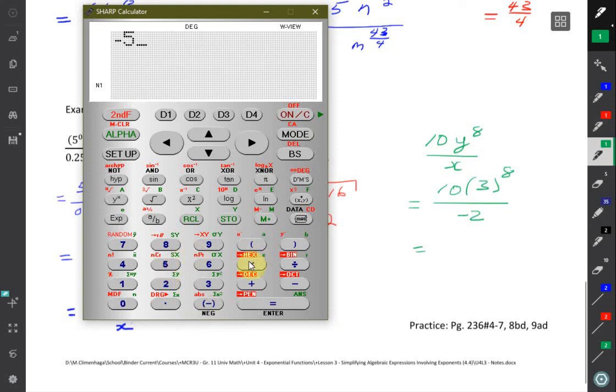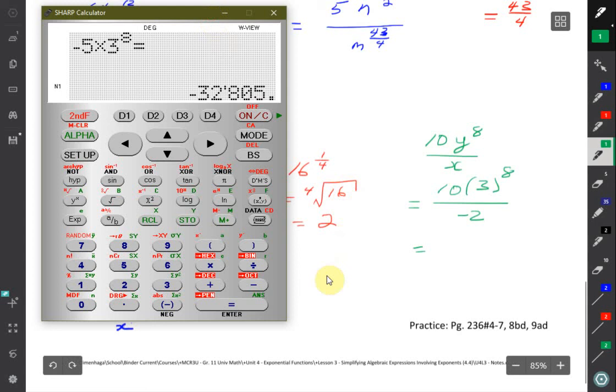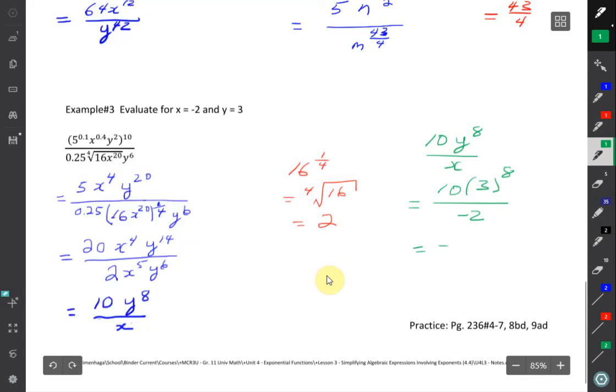Minus 5 times 3 to the exponent 8. And that's minus 32,805. And those are examples for simplifying these mixed exponential and radical expressions. And now you can go and practice that.